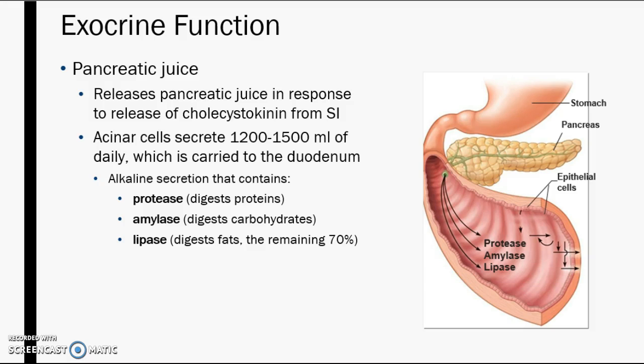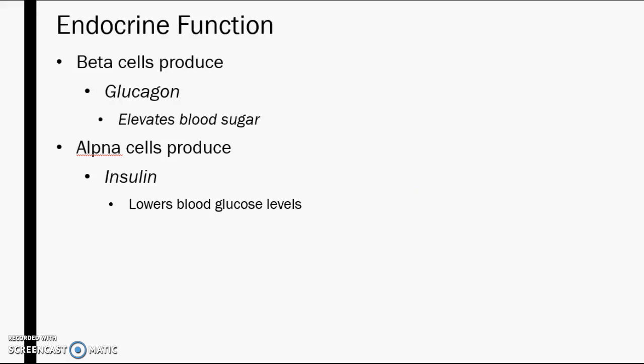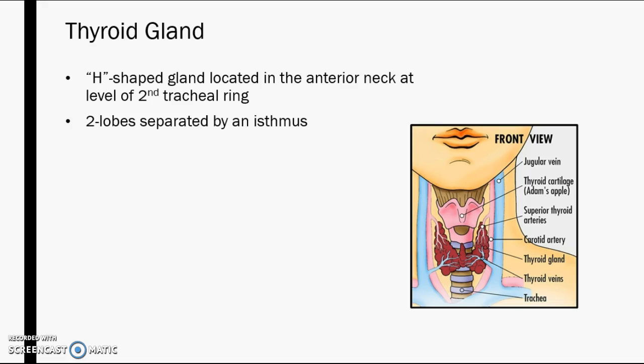So exocrine function, again, pancreatic juice aids in digestion. It releases pancreatic juice in response to CCK, or cholecystokinin, from the small intestine. And about 1,200 to 1,500 milliliters of pancreatic juice are produced daily. It consists of protease, amylase, and lipase. The endocrine function, again, beta cells produce glucagon, which elevates blood sugar. Alpha cells produce insulin, which lowers blood glucose levels.